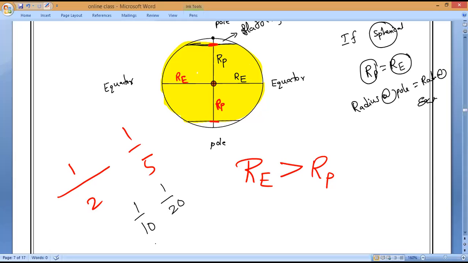Hari, 1 by 10 means 0.1. Yes or no? 1 by 2 means 0.5. Who is bigger? Mitakshri, you tell me, who is bigger? With 1 by 2, 1 by 5, 1 by 10, 1 by 20, which is the biggest number? Nobody?